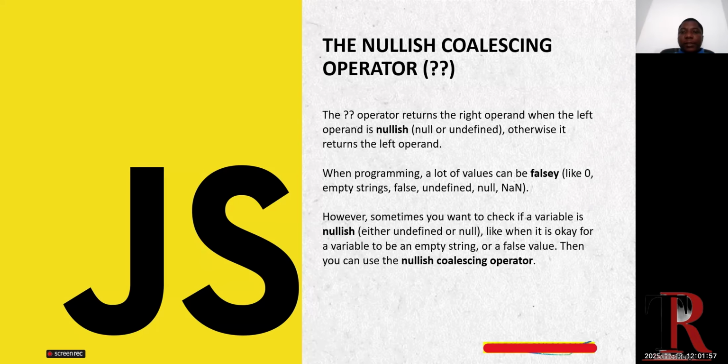In this lesson, let's quickly take a look at the nullish coalescing operator. The nullish coalescing operator returns the right operand when the left operand is nullish, null or undefined. Otherwise, it returns the left operand.